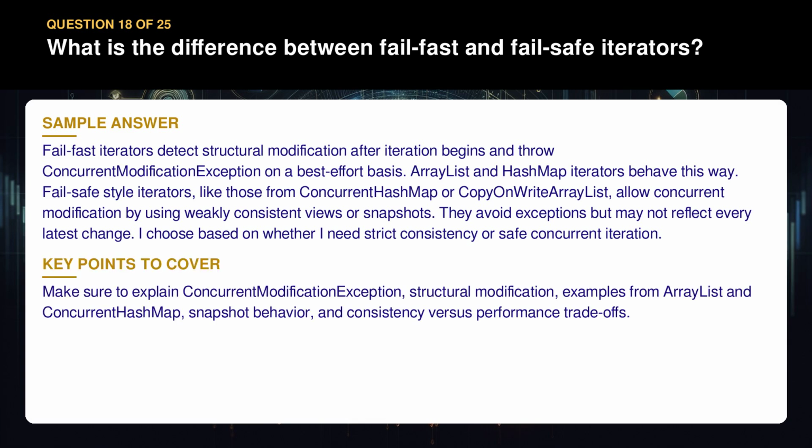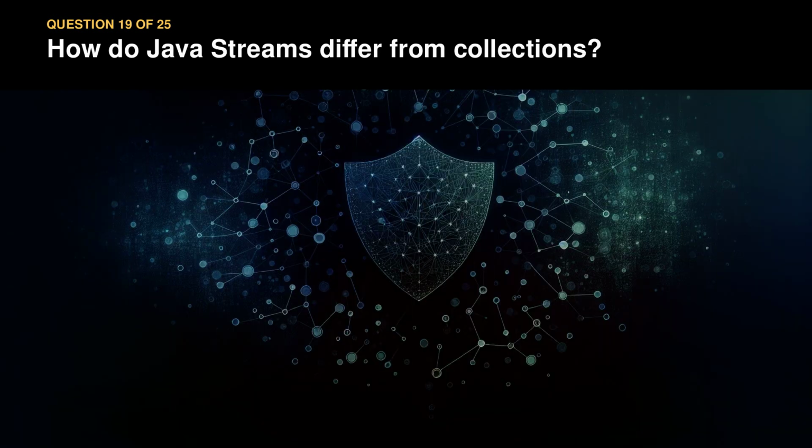Make sure to explain ConcurrentModificationException, structural modification, examples from ArrayList and ConcurrentHashMap, snapshot behavior, and consistency versus performance trade-offs. Question 19. How do Java streams differ from collections?